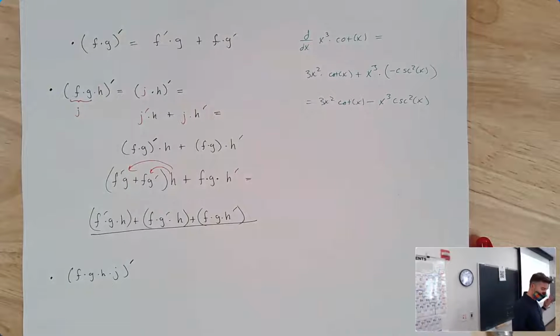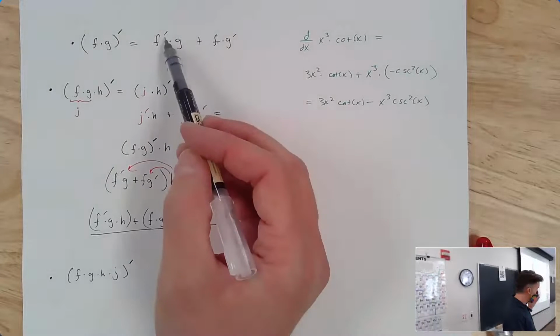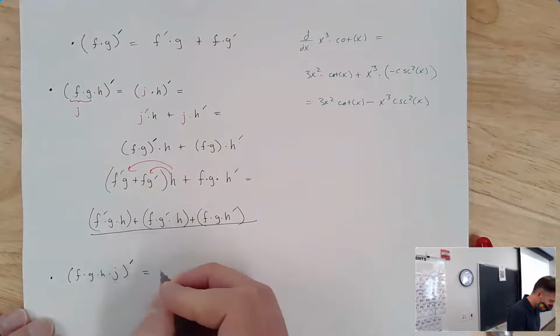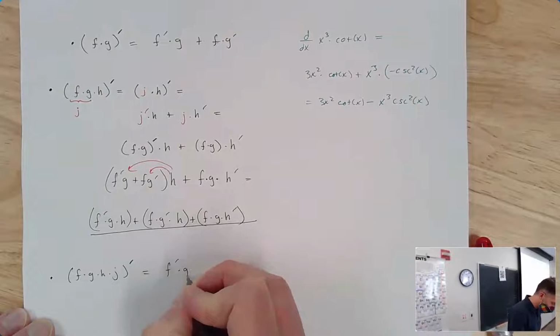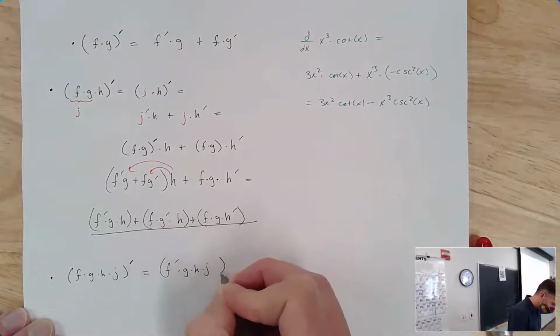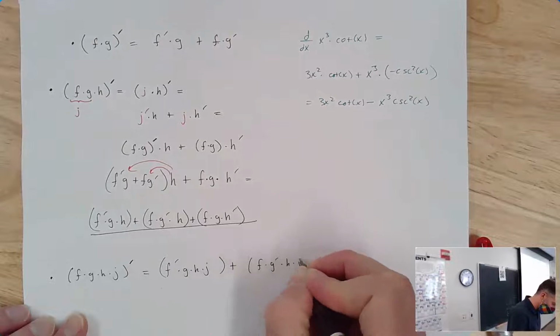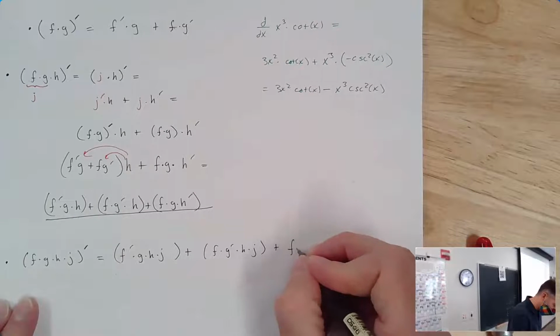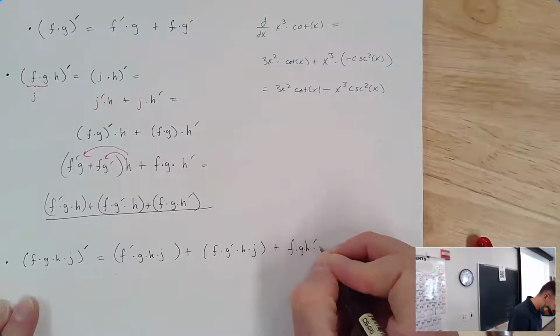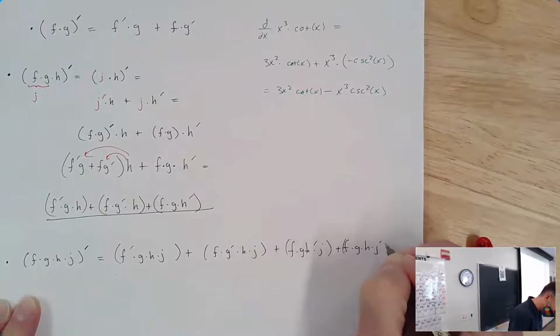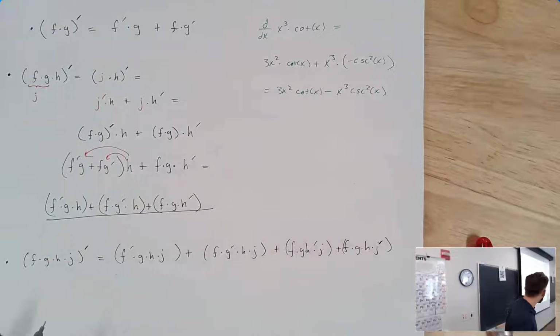And in each piece, just like here, you're going to get one function's derivative and the other functions left alone. So here I'm going to get f prime times the other 3 left alone. Plus, now I'm going to get g prime times the other 3 left alone. Then I'm going to get h prime times the other 3 left alone. And then I'm going to get j prime times the other 3 left alone. And that's how the product rule for a product of any number of things works.